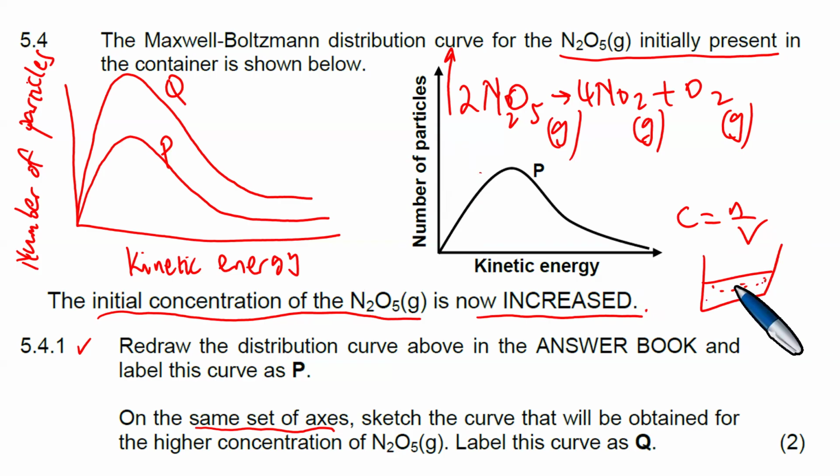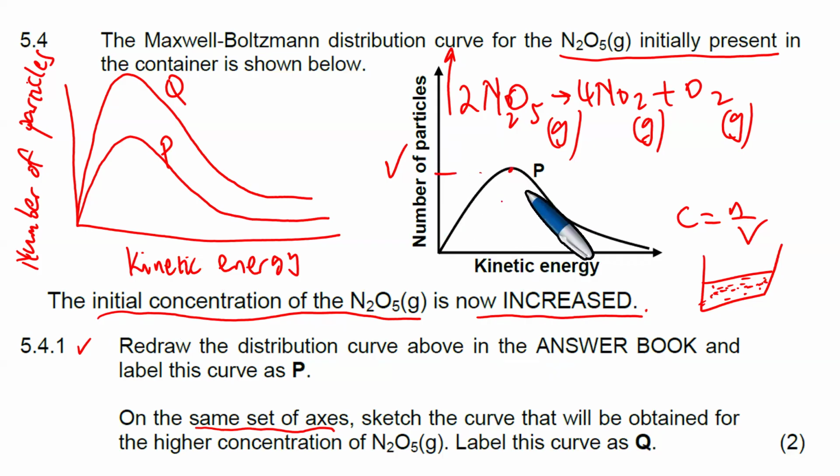The number of particles per unit volume defines the concentration. It's like pressure. This is the number of particles on the vertical axis. But now if the initial concentration of N2O5 is increased, what happens to the graph? The graph will experience more particles. When the number of particles increases, the graph is not going to have the same number of particles.